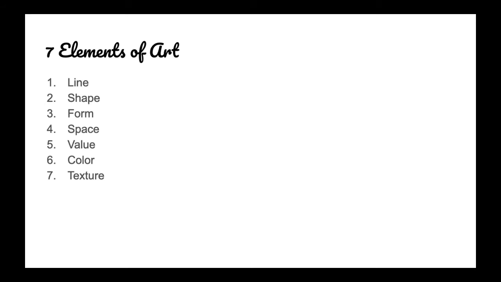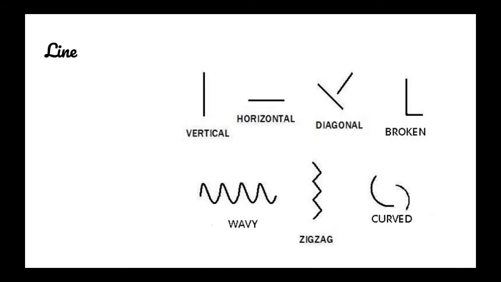So the first one is line, the second is shape, the third is form, the fourth is space, the fifth is value, the sixth is color, and the seventh is texture. So we're going to go through each one of these individually, and I'm going to show you guys some examples of what each one of these looks like. So to start with, let's talk about line.